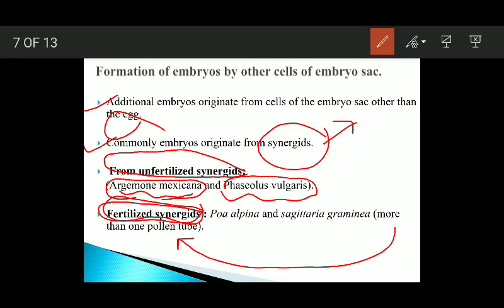More than one pollen tubes penetrate the embryo sac. Okay, that means there are more than two sperms. So the additional sperms, they fertilize the synergids, and these fertilized synergids, they give rise to new embryos.